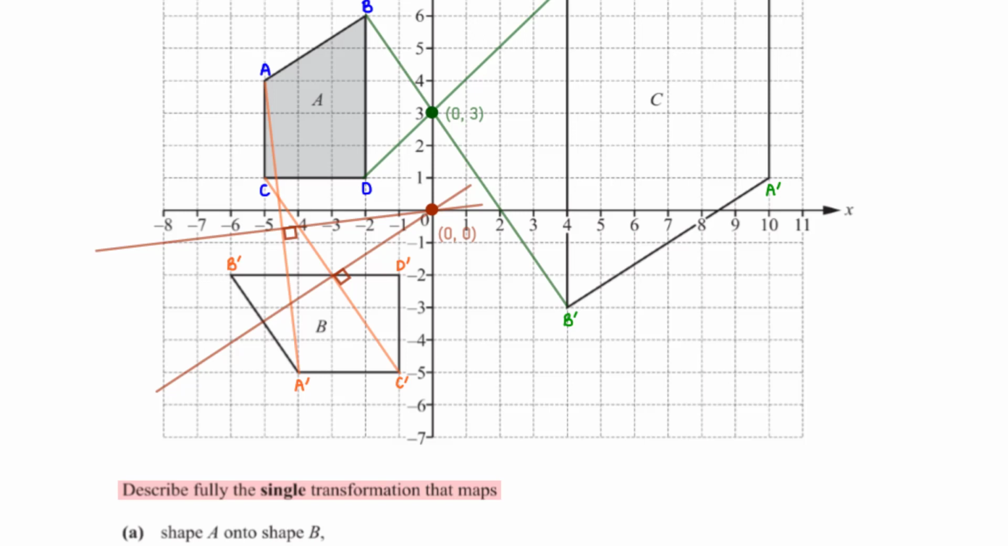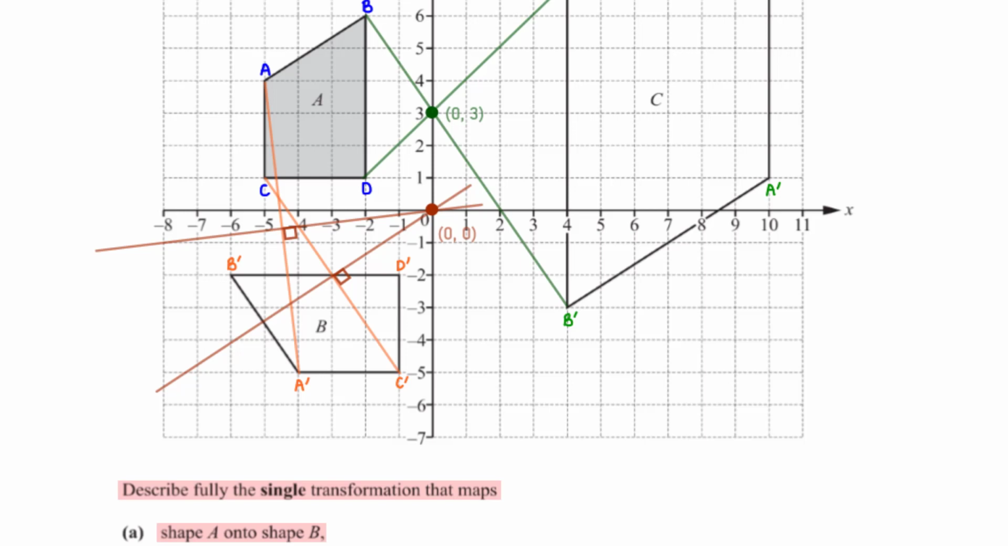Describe fully the single transformation that maps shape A onto shape B. When we look at shape A and its image, shape B, we can tell straight away that this is a rotation 90 degrees in the anti-clockwise direction. So now we need to identify the center of rotation.